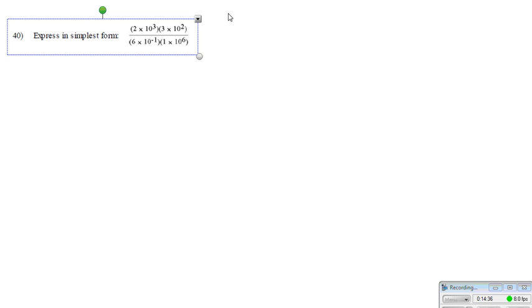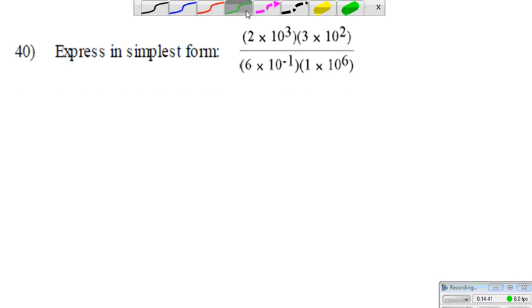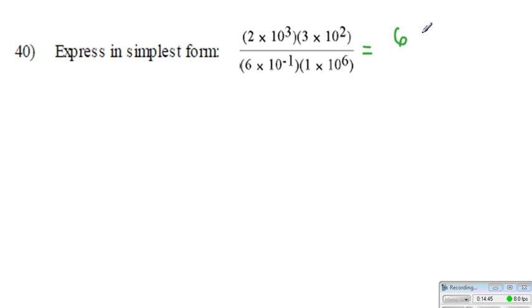Number 39. Now, we want to simplify this one. Let's try to do this one together now. Here, 2 times 3 becomes 6 times 10 to the 5th power, because we need to add up the exponents. On the bottom, 6 times 1 becomes 6, and 10 to the negative 1 and then 6 becomes, basically, 5. Then when you simplify this one, since numerator and denominator are equal to each other, we end up getting 1 as our answer.